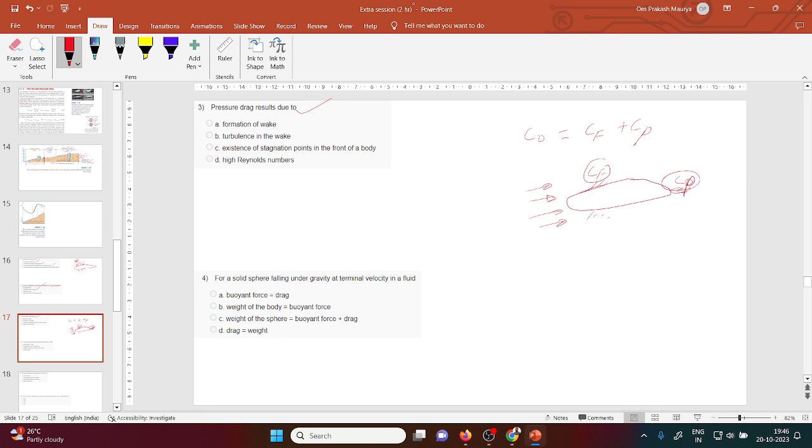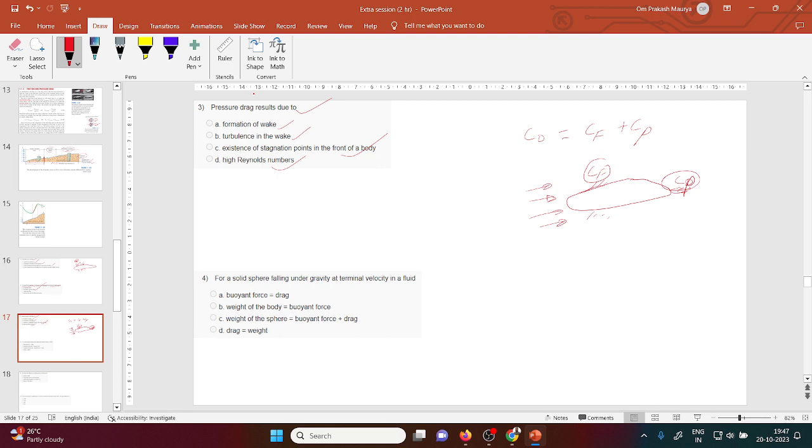So the question is that the pressure drag results due to formation of wake, turbulence in the wake, and the existence of a stagnation point in the front of the body, and the high Reynolds number.